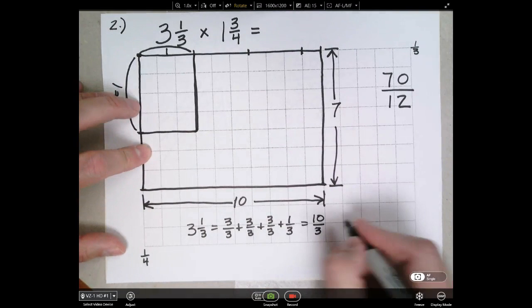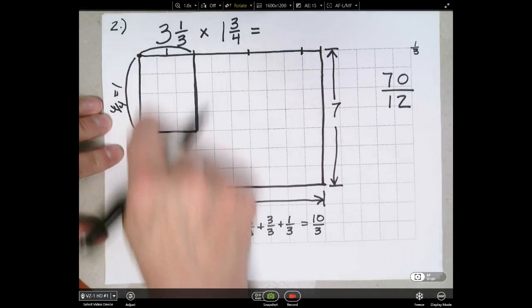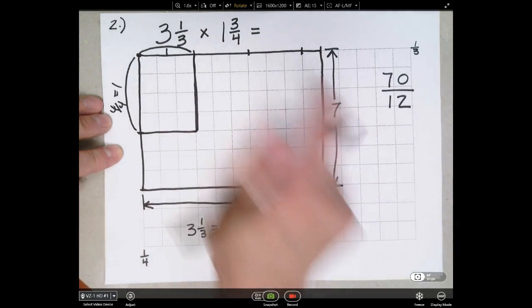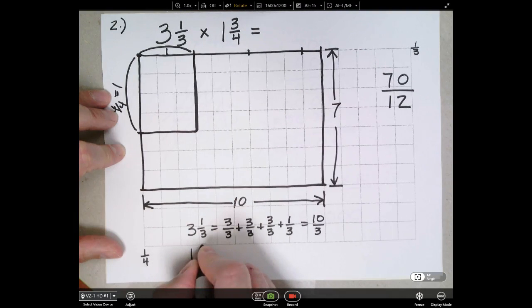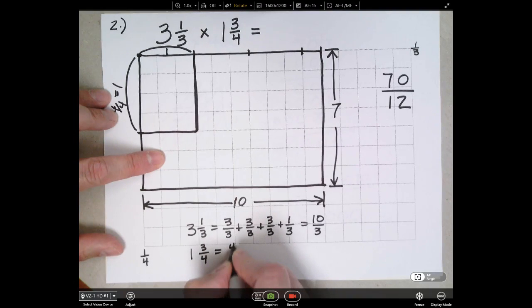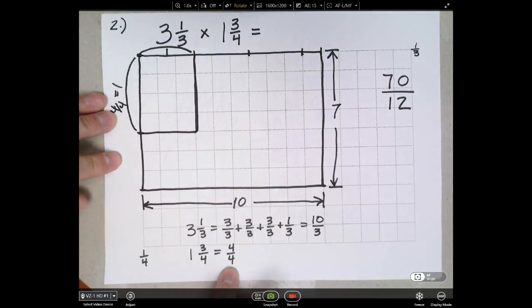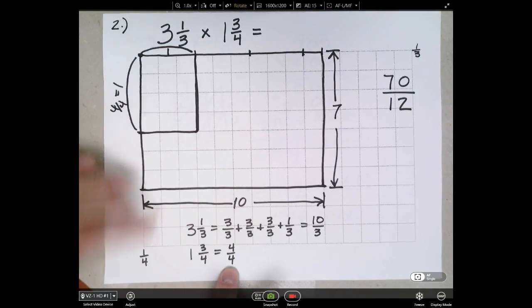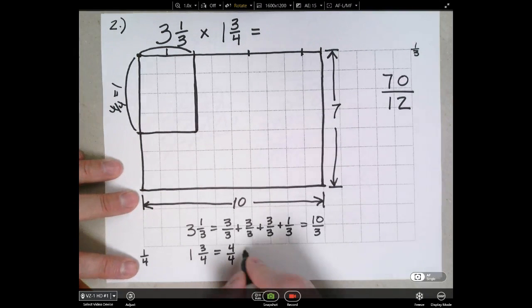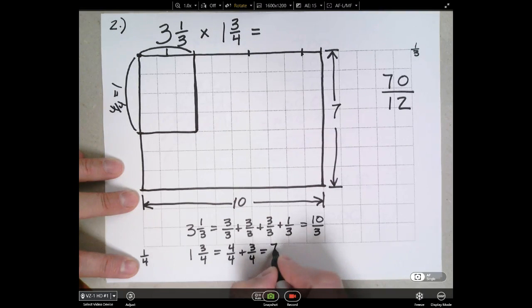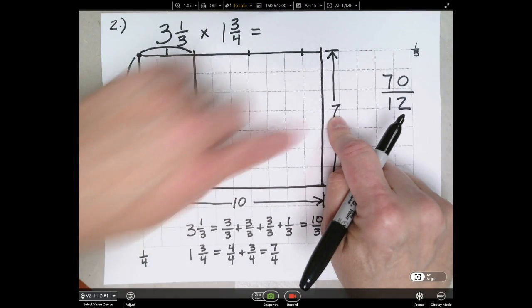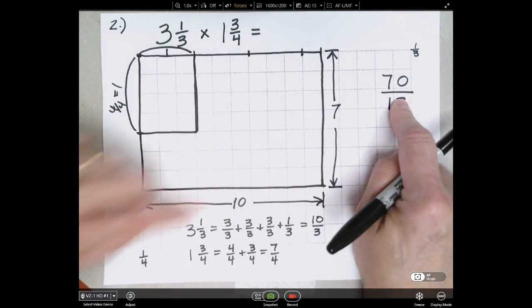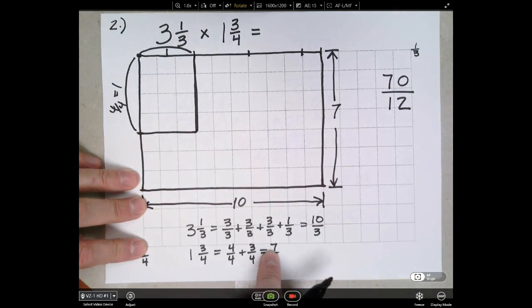Okay, and for the bottom number, for the number going down, 1 3/4, 1 3/4 equals 1. This time we're dealing with fourths, not with thirds, so we have 4/4, and we have 3/4 more, for a total of 7/4. And that's where we get our other number, and we multiply 10 times 7.